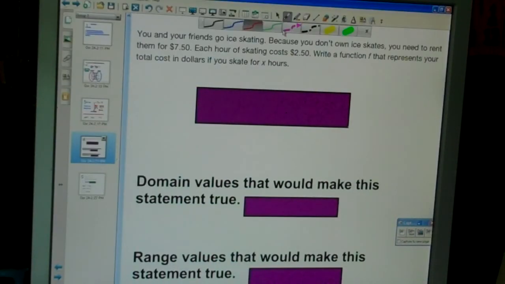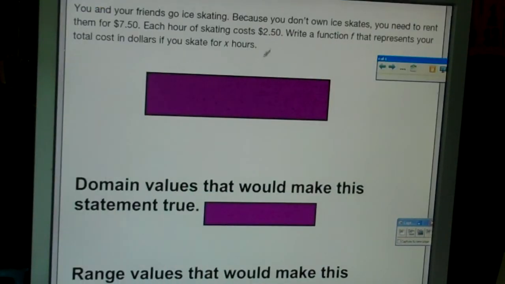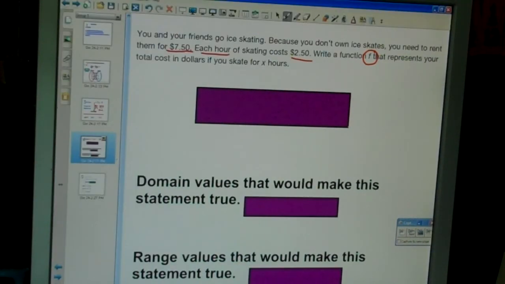Let me get another pen here. Okay, so we know $2.50, that's important. Each hour, that's probably important. $7.50, important. We're going to write a function. So here's one of our f of x deals. Okay? So you try to write the function and see if you can write it correctly. You might want to pause me because I'm going to give the answer. Here we go.